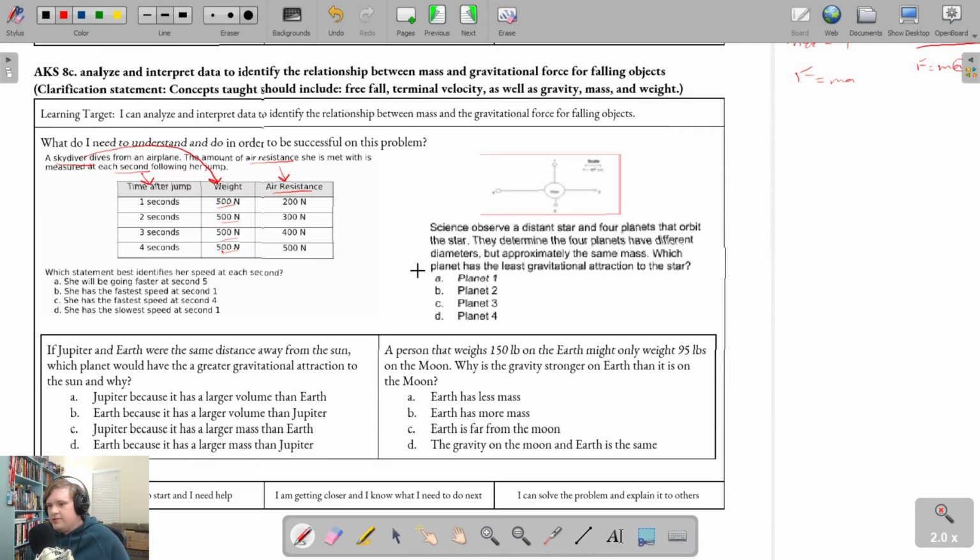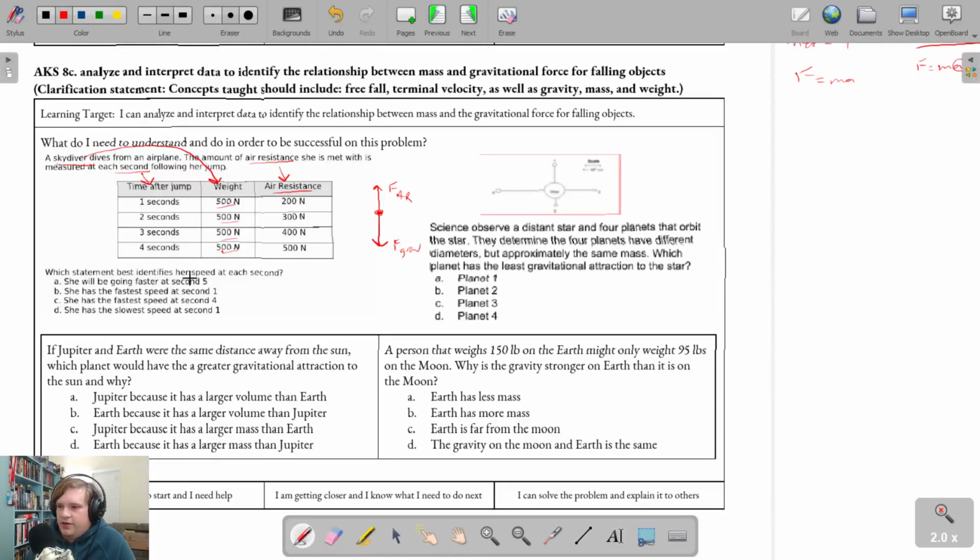Now, let's see what they're asking us. Which statement best identifies her speed at each second? Okay, well, speed. Let's draw here. If we are falling, that is our F grav, and we know that we have our F air resistance. That should be straight up and down. F grav and F air resistance. Great. We have our force diagram.